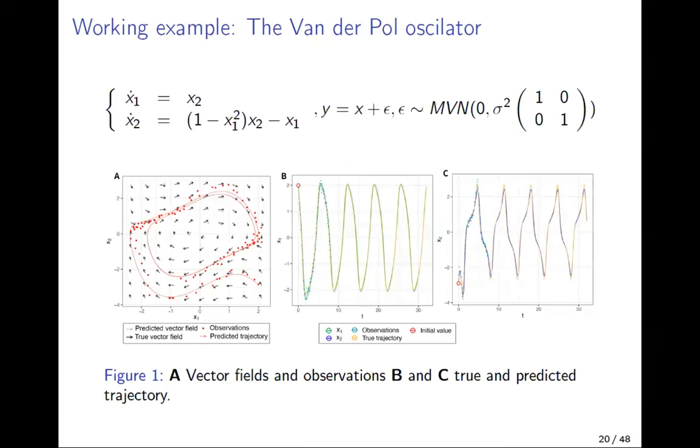And so this is an example to show you moving in dimension. So this was in 1D. This is in 2D. And this is an example. Surely this is a toy example, the Van der Pol oscillator, but it is the kind of problem we're going to solve. So what is the kind of problem?